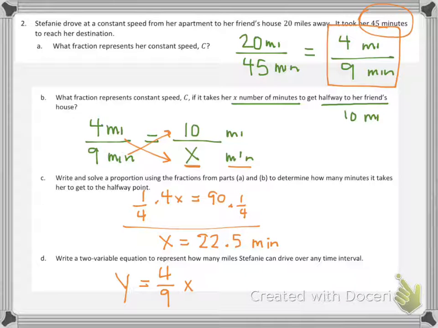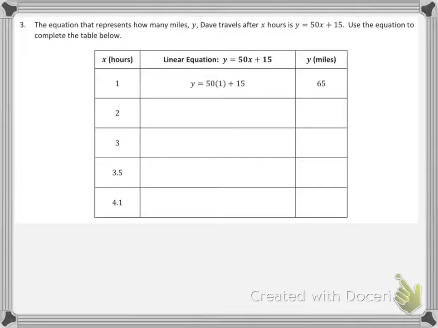If I put 45 in for x, I get y equals 4/9 times 45, or 45 over 1. If I simplify before I multiply, I will get, let's see, 9 goes into 9 once, and 9 goes into 45 5 times. So we get 4 times 5, which is 20 miles. And we are able to find that that's true. It is 20 miles if Stephanie drove 45 minutes. All right, there we go. Let's take a look at the last one, number 3.